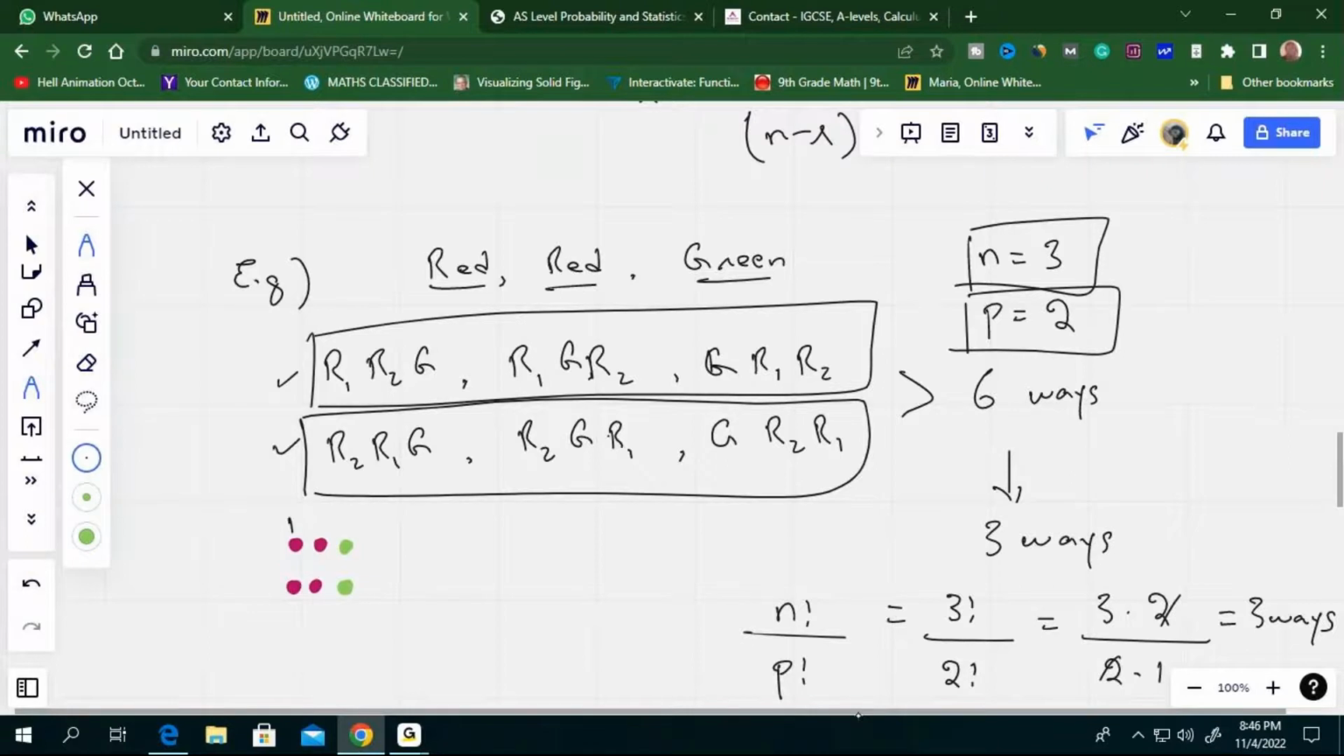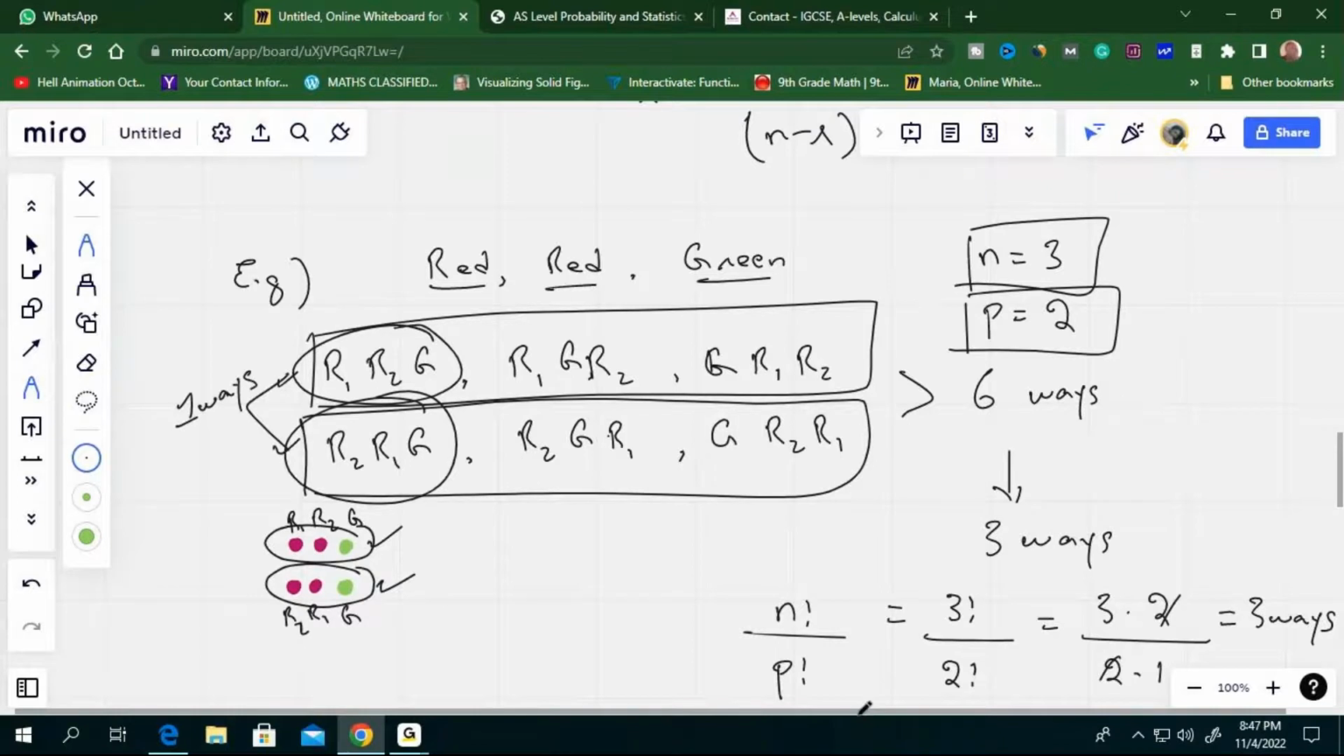This is my R1, R2, and G, and this is my R2, R1, and G. Can you see any difference in this combination? Of course not. They look the same. Those arrangements which look the same, which are similar in appearance, you're going to count as just one way. So these two ways are going to be considered just one way. That's why instead of writing 6 ways, I wrote that there are 3 unique ways of organizing these 3 balls.